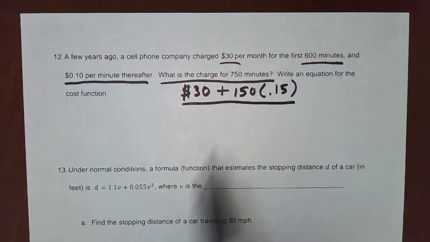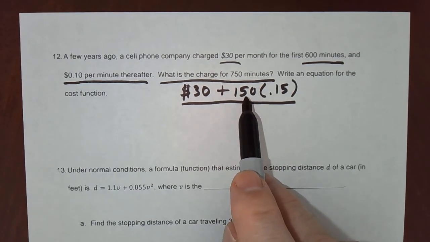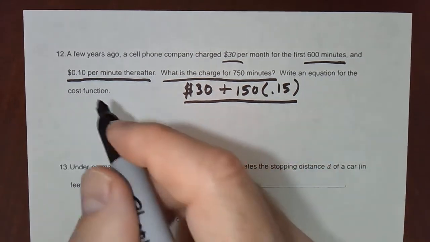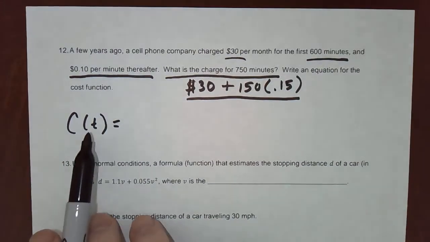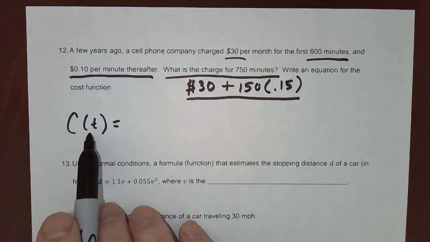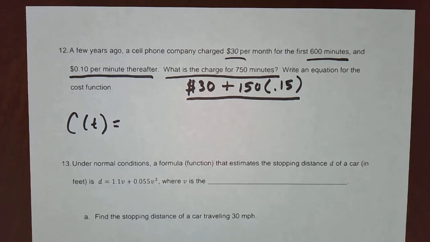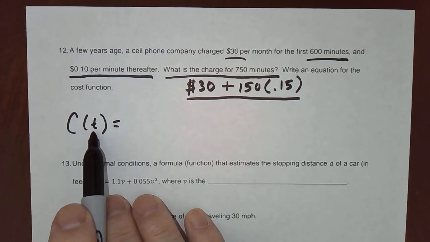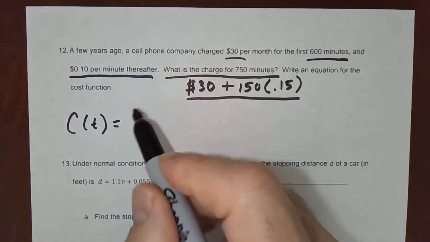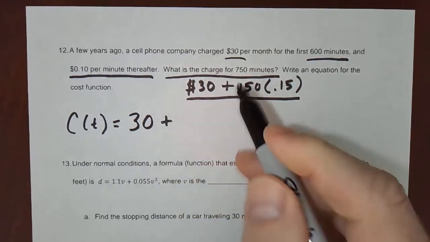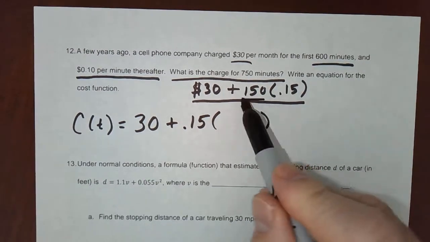This is for 750 minutes, but using this knowledge, think about where the 150 number came from, because we want the function c of t, the cost function, where t is the number of minutes. So if I plug in 750, I want to get out this number here. If I plug in a 0 for t, the number of minutes, I want to come up with a 30. So I know I have to pay 30 plus 0.15 times something. How did I get this number 150?